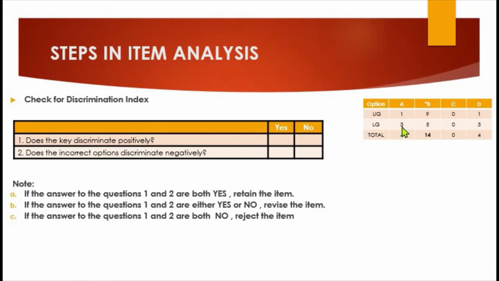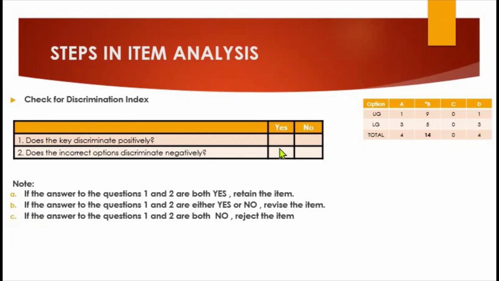Kung titingnan natin ang letter A, mas marami ba ang lower group kaysa upper group? Yes, mas marami, di ba? Ang letter C, pantay lang sila kasi wala. Ang letter D, mas marami pa rin. So, does the incorrect option discriminate negatively? No. Bakit po natin nasabing no? Kasi merong option dito na nagpantay sila. Okay? Kasi ang sabi dito, does the incorrect option discriminate negatively? So, dapat po marami dito sa lower group. Ang kaso dito sa letter C, nagpantay sila. Kaya sasabihin natin dito na no.